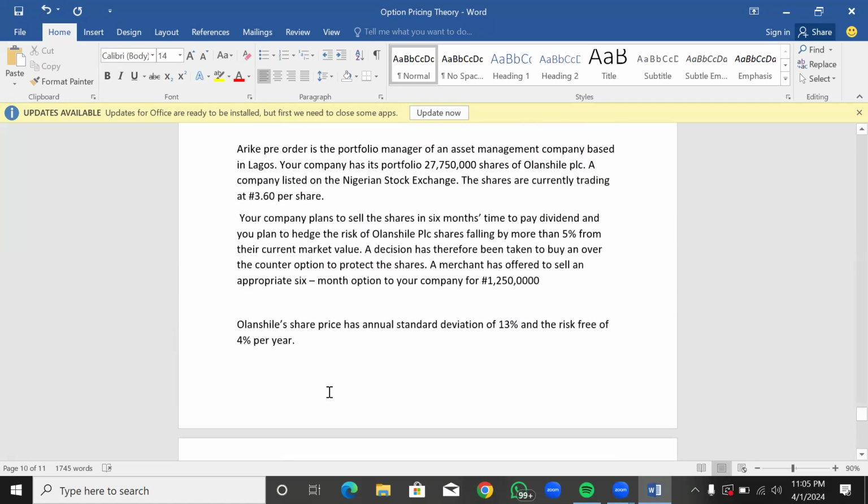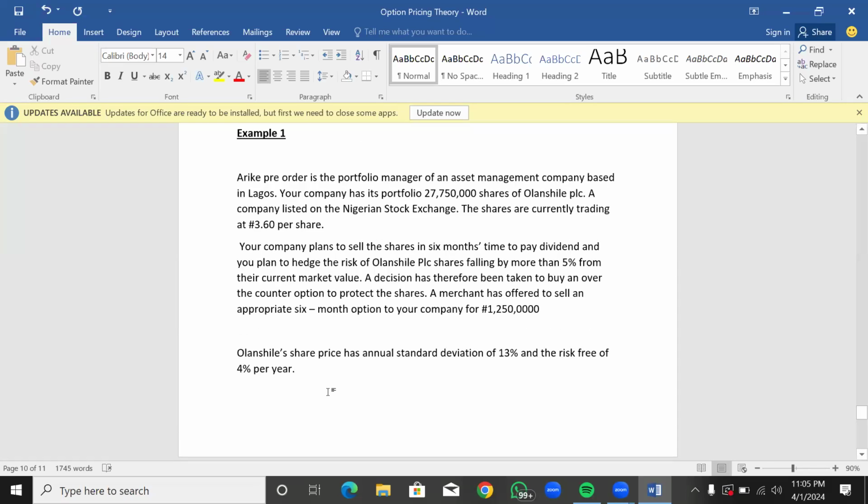Let's carry ourselves along. So let's read it. We said our exercise price is the fixed price that you buy or sell an underlying. This question is saying that your company plans to sell the shares in 6 months' time. So you should know that somewhere around there is where your exercise price is. That's the price that they will sell it at in that 6 months' time. So the company plans to sell the shares in 6 months and they plan to hedge that risk of Olanchile shares falling by more than 5% from their current market value.